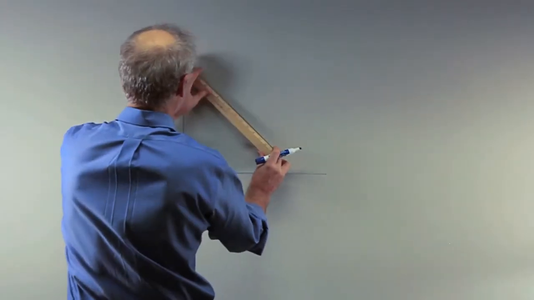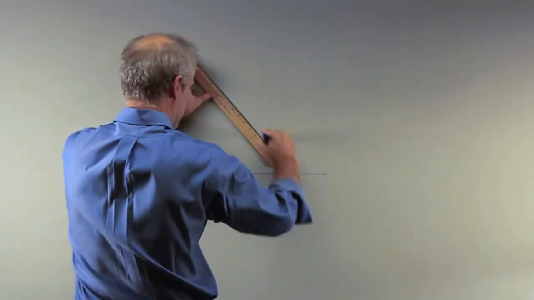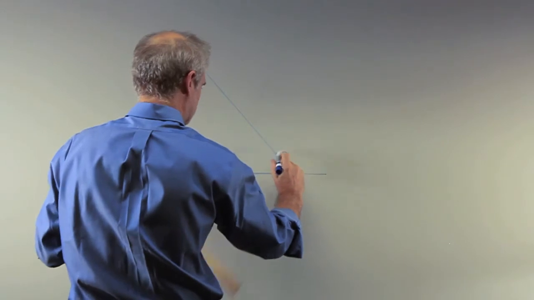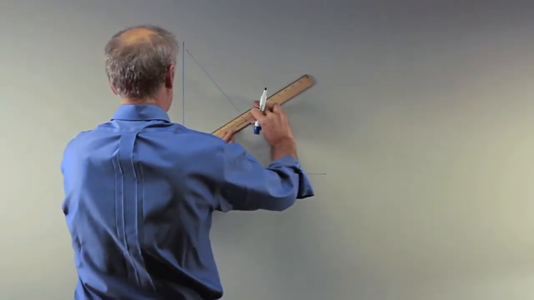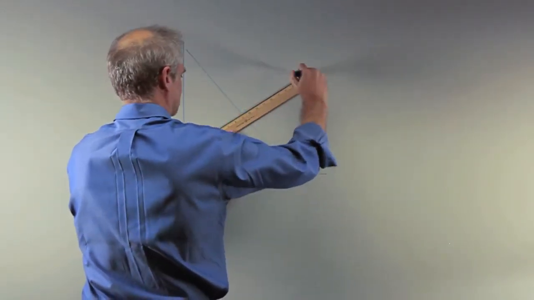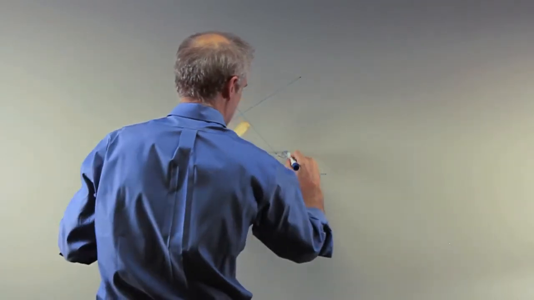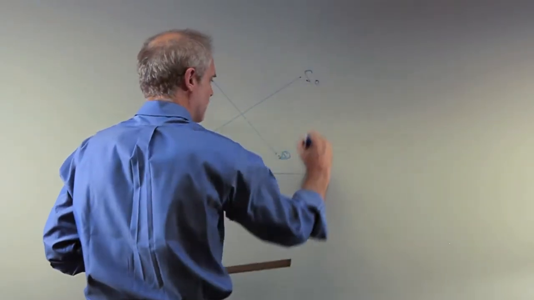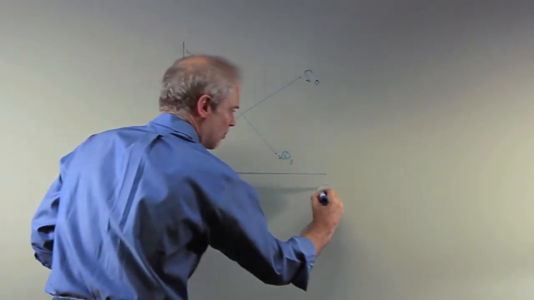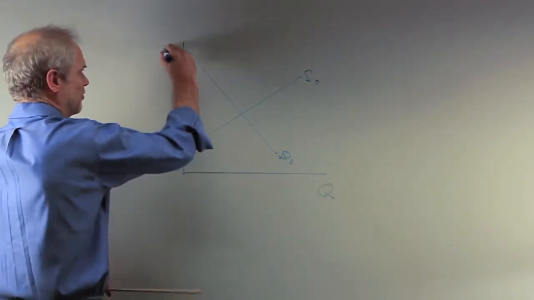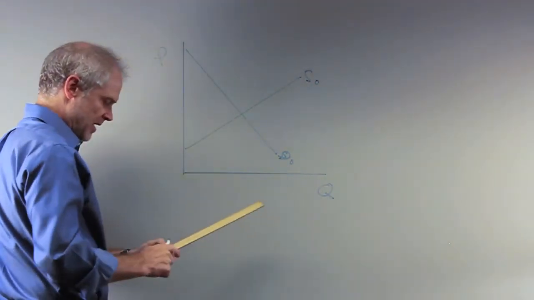So let's look at it. Let's start right off the bat with our supply and demand curves. There's our demand curve. There's our supply curve. We'll call these S0 and D0. We'll put quantity on this axis and price on this axis. This is not the best color, so let me get a deeper color.